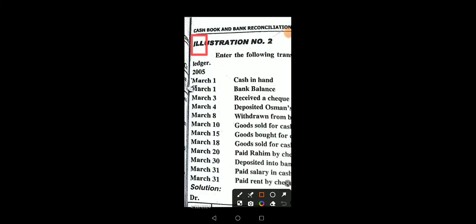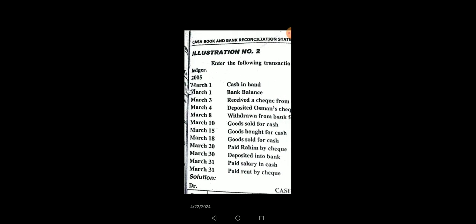Today's target is to solve illustration number 2, and we are dealing with the cash book. For the last few days we have taken the introduction of this chapter and we have solved one illustration as well. In any question, we are provided with some transactions which are written in raw language. It is called raw data.